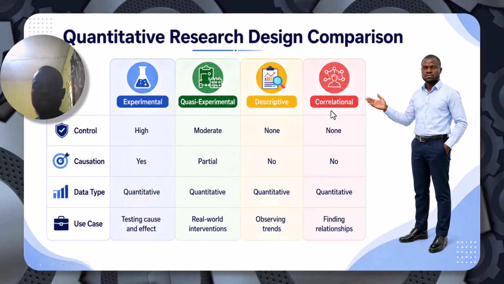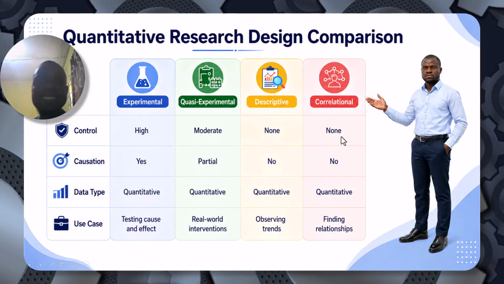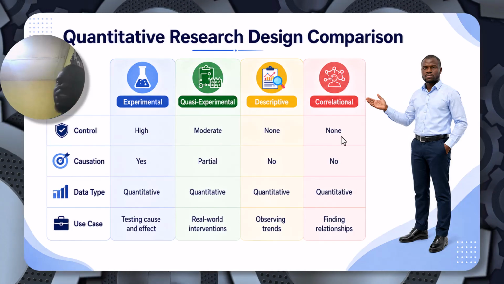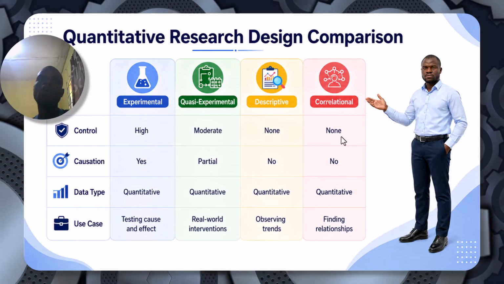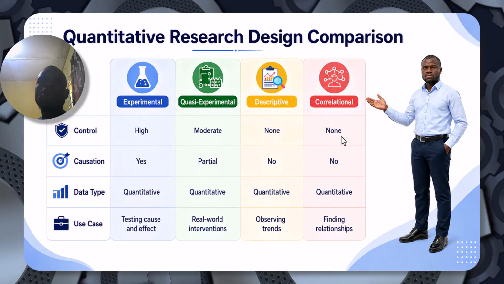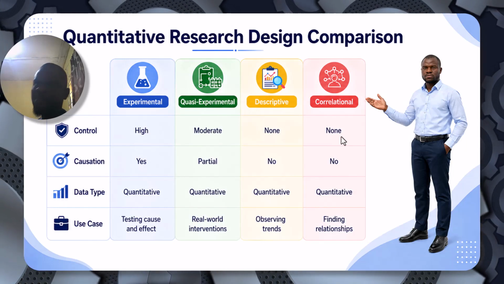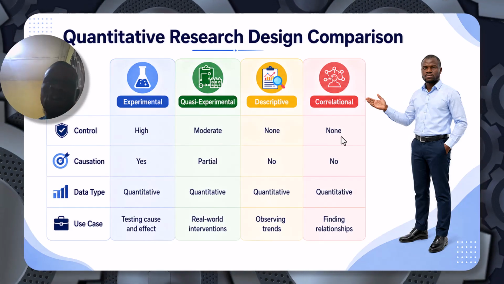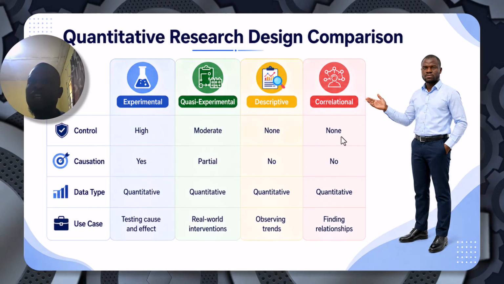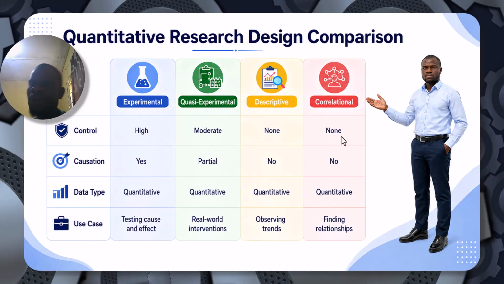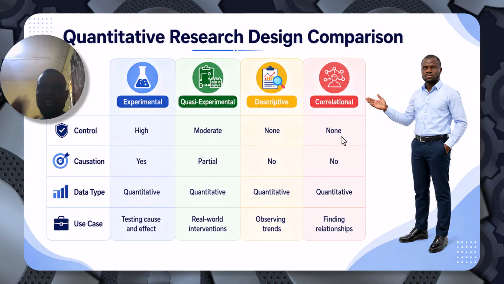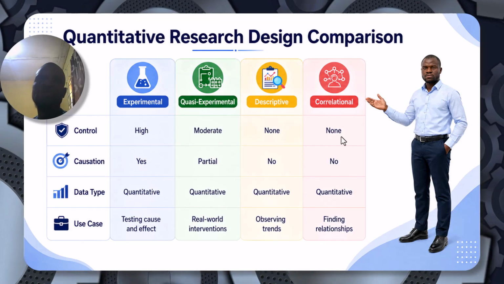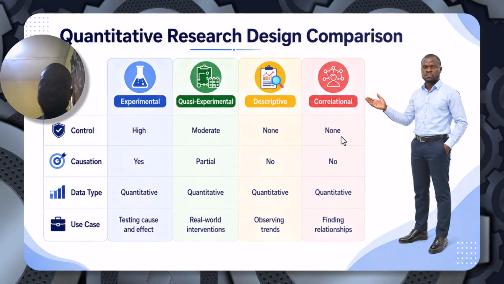There is also correlational research design. This examines the relationship between two or more variables without claiming that one causes the other. For example, you may study the relationship between screen time and academic performance. While you may find a correlation, you cannot say that one directly causes the other. This design is useful for identifying patterns and associations.